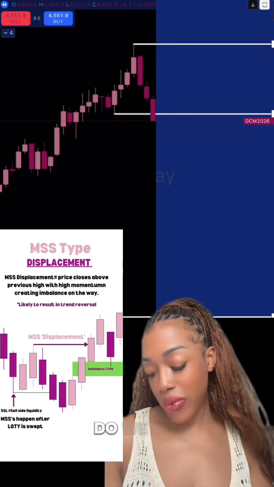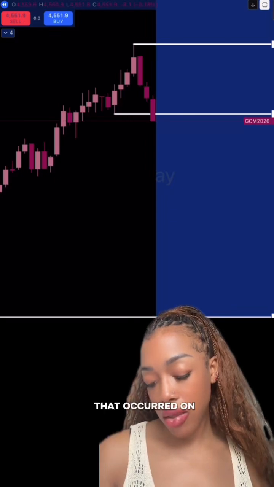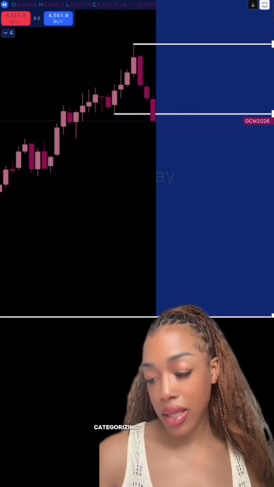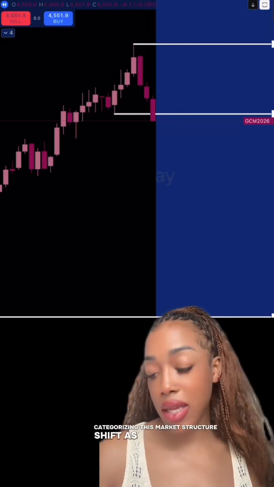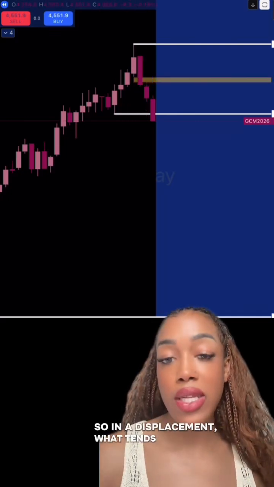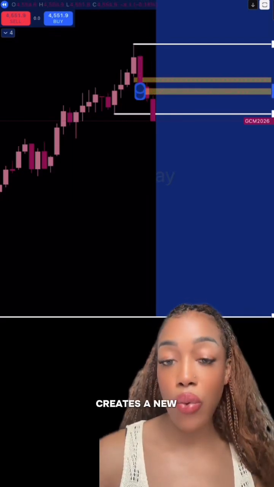Exactly, displacement. Do we see all of this imbalance here? This is a lot of imbalance that occurred on the way down to creating a new lower low, categorizing this market structure shift as displacement. Let's let it play. So in a displacement, what tends to happen? Market structure usually creates a new trend.